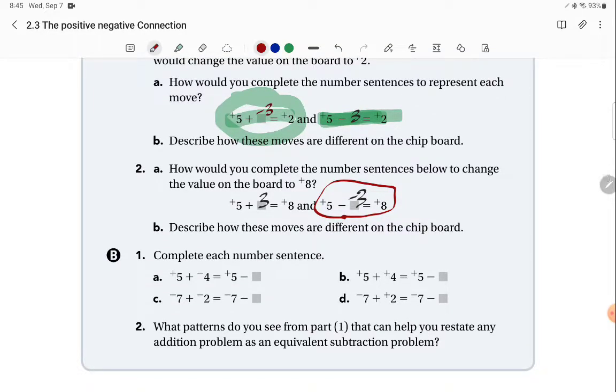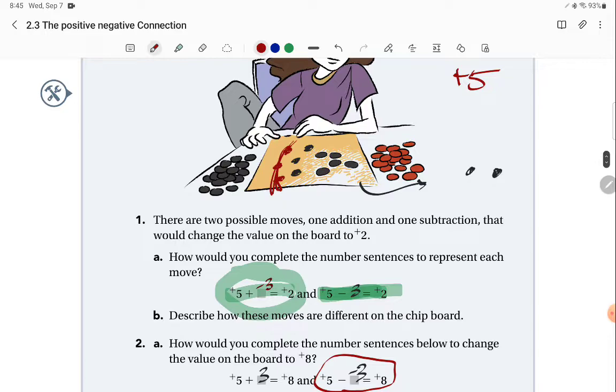So just so you can see visually what it looks like when you're adding a negative or subtracting a negative in that case.